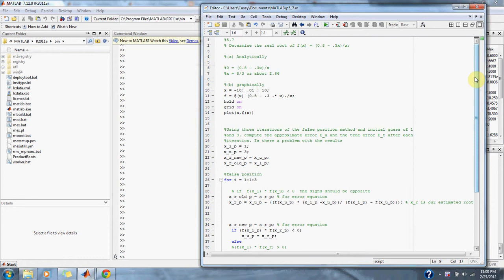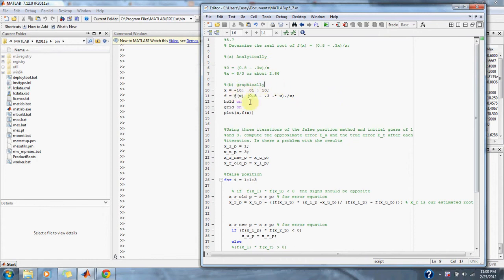This is Numerical Methods Problem 5.7. Determine the real root of f(x) = (0.8 - 0.3x) / x. Part A, solve analytically. So here we set the equation to 0 and find that x is approximately 8/3, or about 2.66. For part B, we solve it graphically.